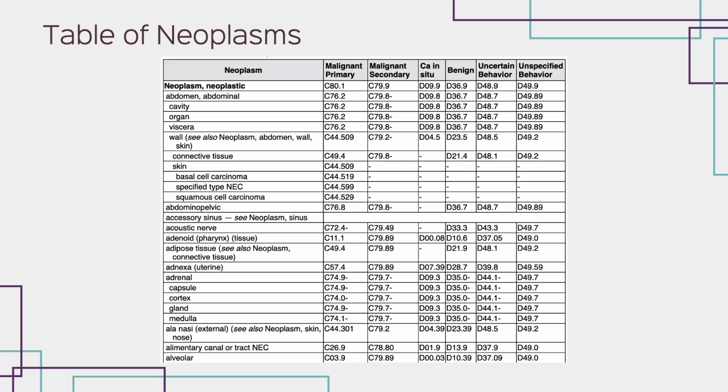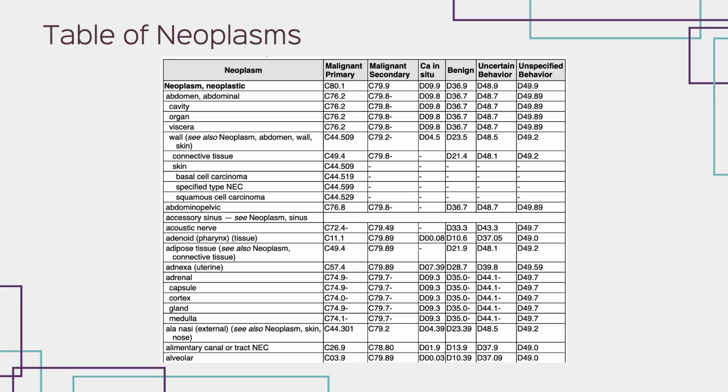Your table of neoplasms is going to be next. So you're going to have 7 columns within this table. The first column will list the body areas, and it's also presented in an indented format, just like the rest of your index. Your columns are going to be as follows.